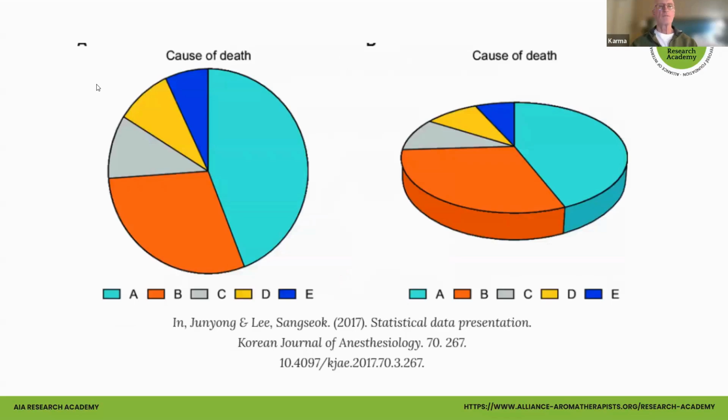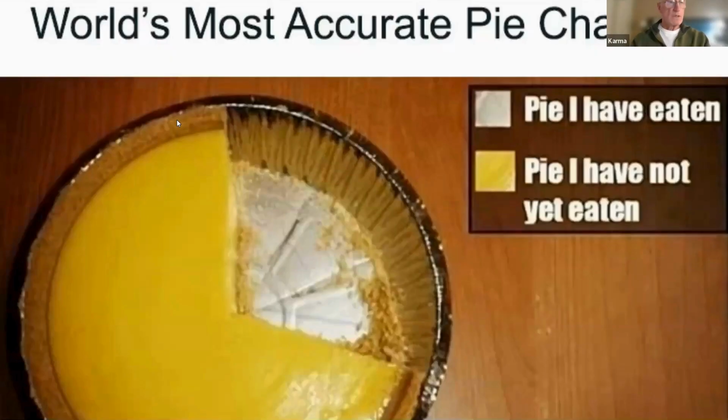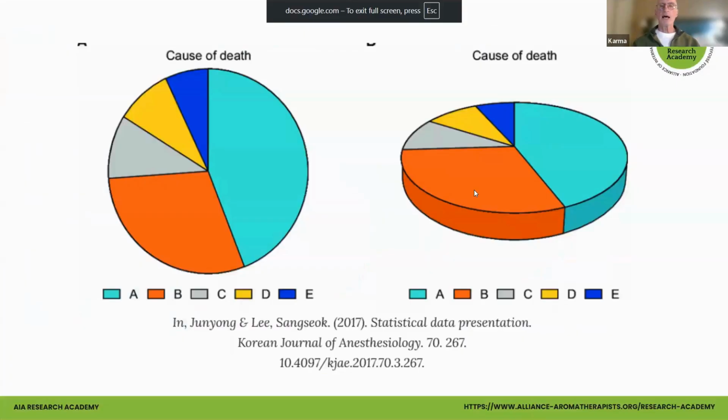Here's an example. This is a pie chart that is accurate, but you can see if you tip it on its side, it overemphasizes this one, and it underemphasizes this one. So it slants the data.